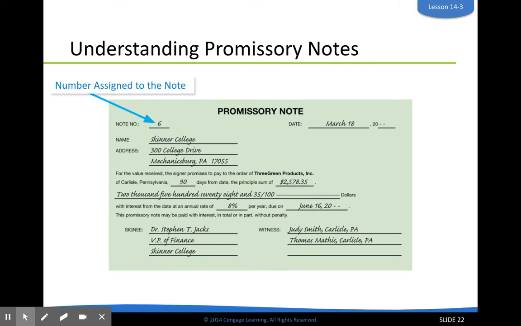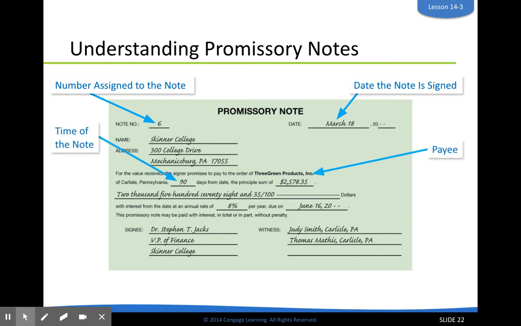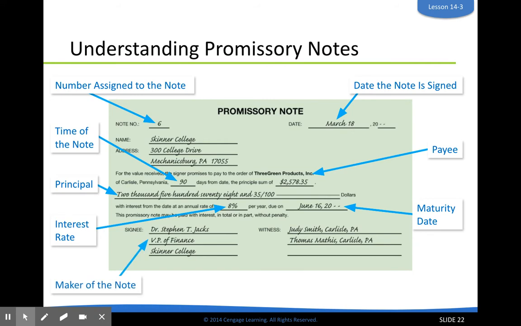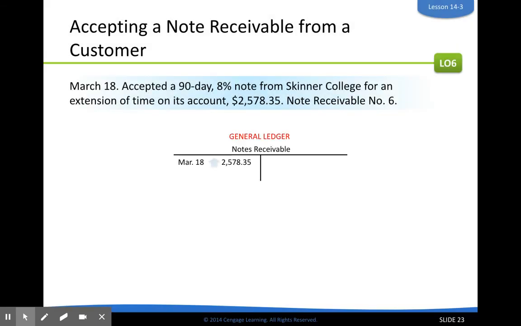So this is a promissory note. They are going to all be numbered. It'll have the date. We're giving Skinner College 90 days to pay us, 3 Green Products, the payee. The principal is the total amount they owe us. We're going to charge them 8%. The maturity date would be June 16th, signed by Skinner College, and then also signed by a witness holding Skinner College to this agreement.